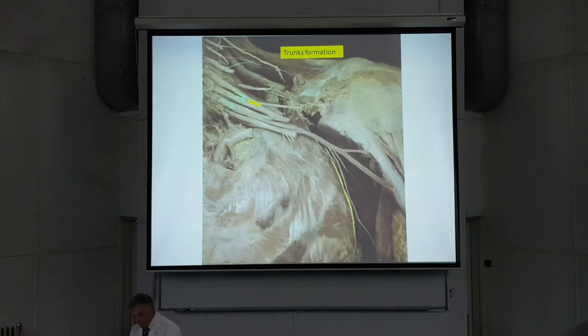C7 doesn't like to join anything, continues as the middle trunk. C8 joins T1 and forms the inferior trunk.